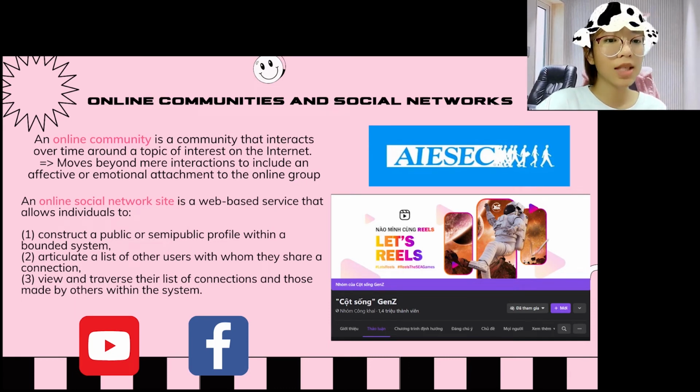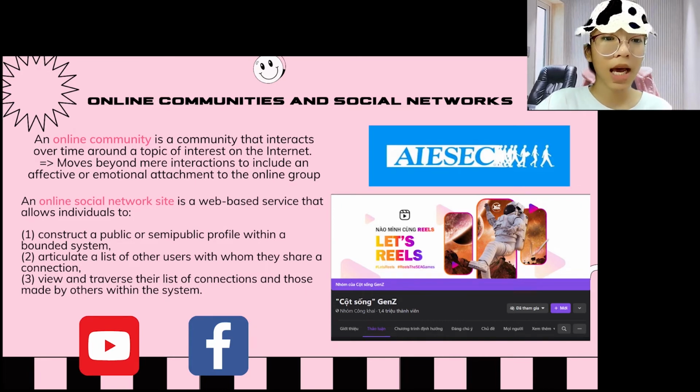An online social network site is a web-based service that allows individuals to construct a public or semi-public profile within a bounded system, articulate a list of other users with whom they share a connection, and view their list of connections and those made by others within the system. It takes many forms, like Facebook or YouTube.